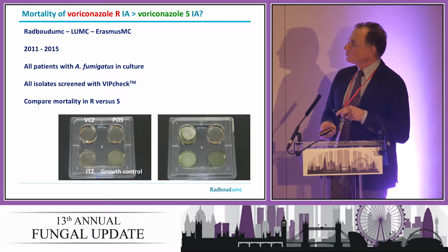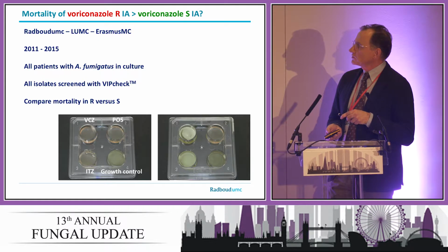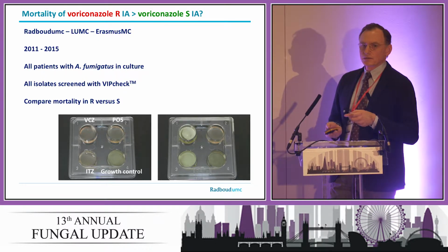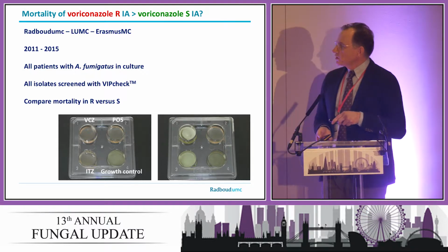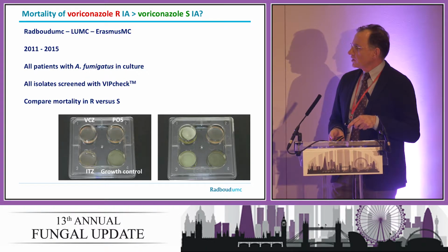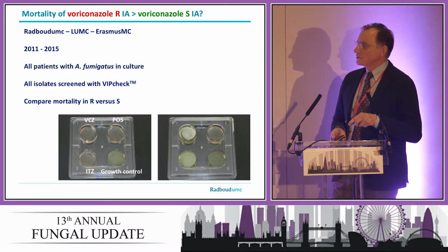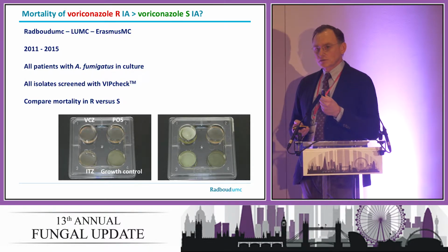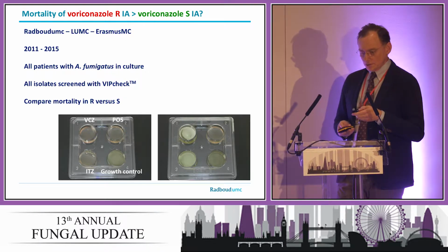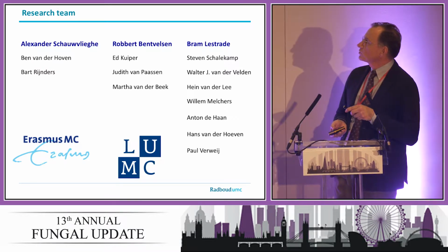So the good thing is that all these were screened with the VIP check, which is a method to pick out resistance, and then the mortality was compared in patients who had a resistant and a susceptible infection. So this is the VIP check agar plate, where you have a growth control, and wells with itraconazole, voriconazole and posaconazole, and it's very easy to see if you have a susceptible isolate, it only grows in the control well, but if it's resistant, you can see that it also grows on the wells containing azoles. And this has a very high sensitivity of 98% in picking out resistant isolates. So these were the people who did it, Alexander, Robert, and Bram.